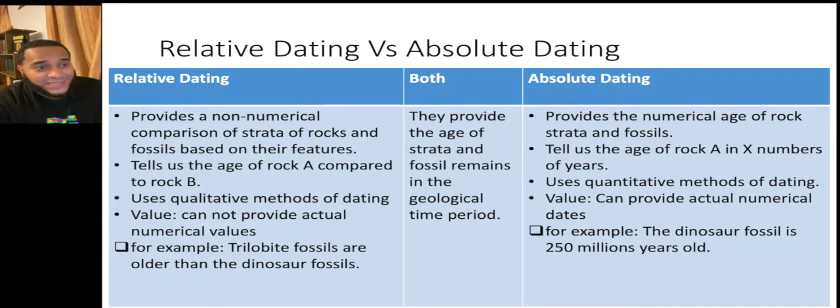Now, what about absolute dating? Absolute dating provides numerical age of strata and rocks. It tells us the age of rock A in X number of years. Absolute dating uses quantitative, numerical methods of dating, and one of its biggest values is that it can provide actual numerical dates. For example, the dinosaur fossil is 250 million years old.